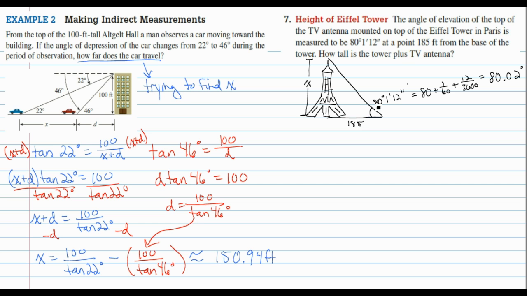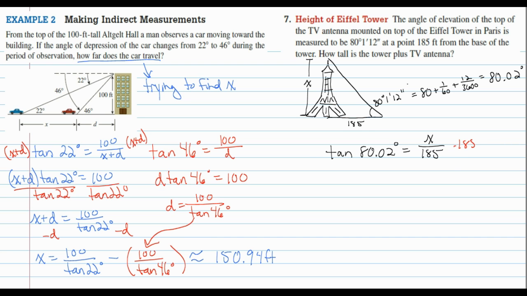And then that is at a point 185 feet away from the base of the tower. We want to know how tall the tower is, plus the TV antenna. So I have a right triangle again that I can set up some trig to find the height of the tower. I know this angle and I'm trying to find its opposite side, and I know its adjacent. So the tangent of 80.02 degrees is the opposite side over adjacent side.